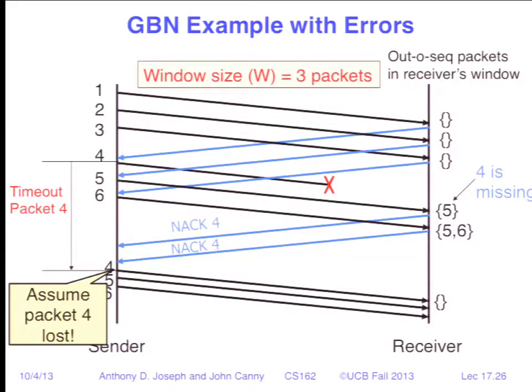The question is, why do we keep 5 and 6 in the receiver's window if the sender is going to resend them? Because they might get lost, right? The sender resends them, but if the network is noisy, they could also get dropped. This way we already have it, so we might as well not drop it. We've allocated the memory for it.